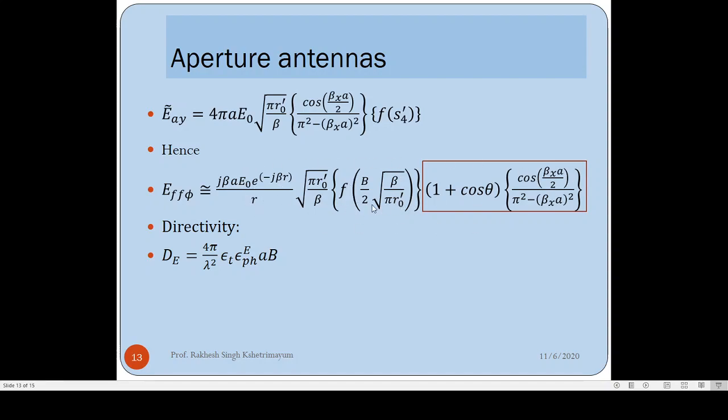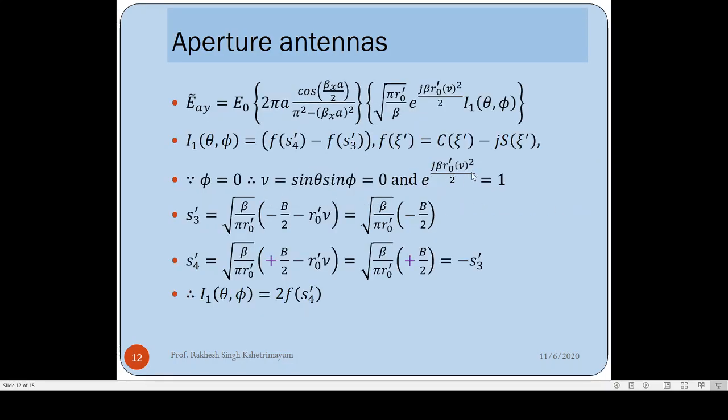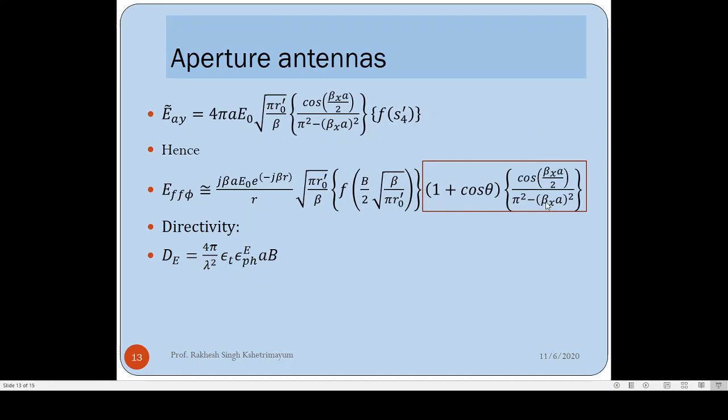So you can see that this term is independent of theta. Only the term which is dependent on theta is 1 plus cos of theta times cosine of beta x a by 2 divided by pi square minus beta x a by 2 whole square. What is beta x? Beta x is beta times sine theta cos phi. So when phi is 0, it will become just beta sine theta. So beta x is dependent on theta also. Beta x is beta sine theta. So this term will give you the radiation pattern for the H-plane sectoral horn antenna for phi equal to 0.